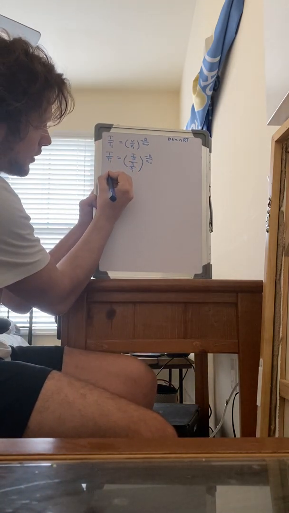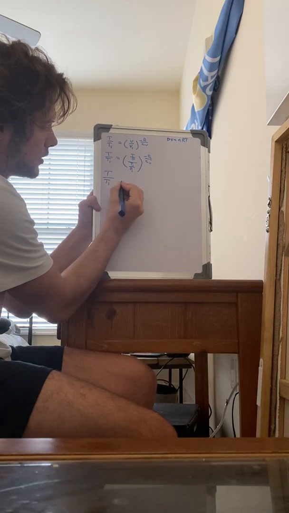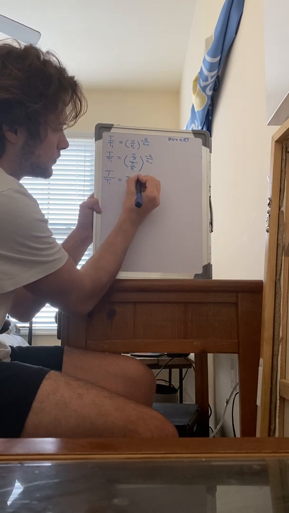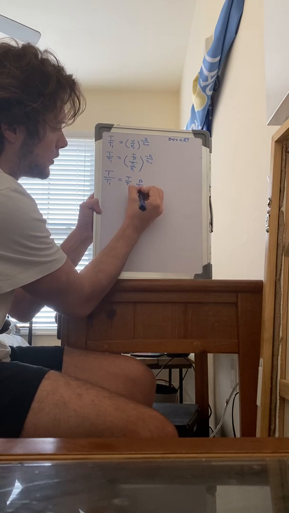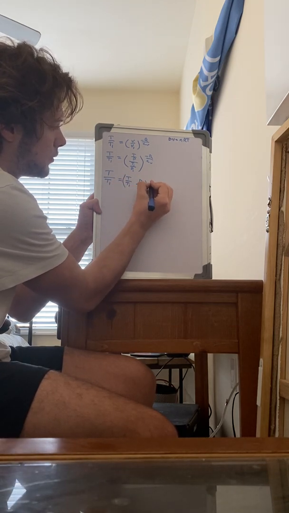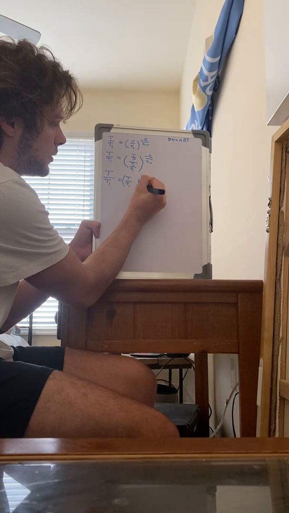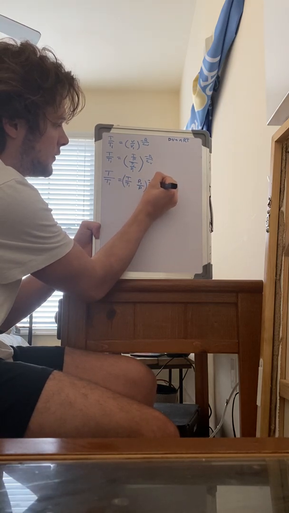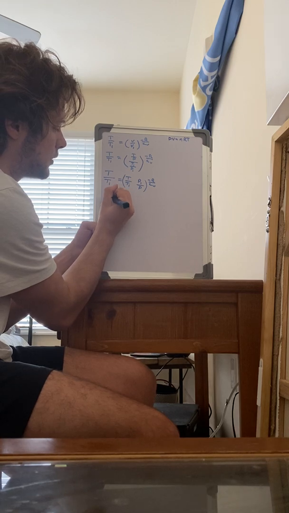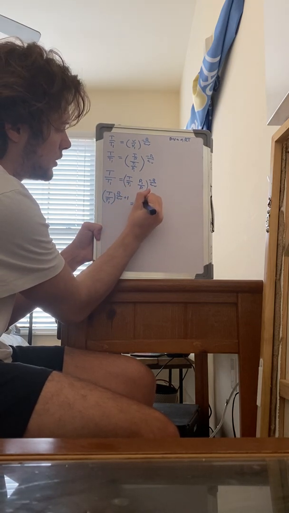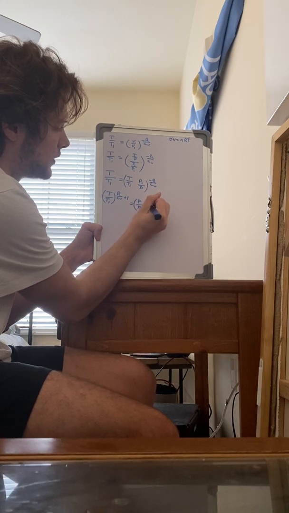Just continuing to rearrange, we get T over T1 is going to equal T over T1 times P over P1. No, P1 over P, my bad. P1 over P to the negative R over Cv, and we get T over T1 to the R over Cv plus 1. That's going to equal P over P1 to the R over Cv.